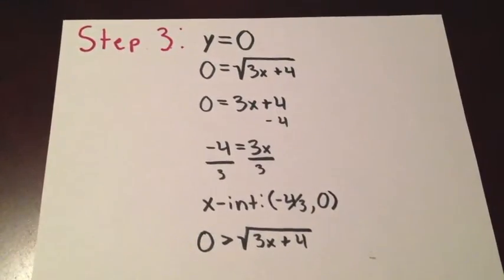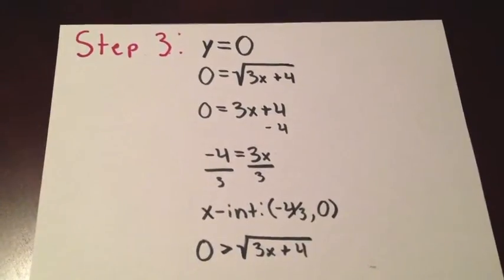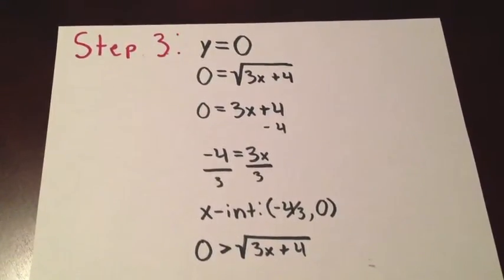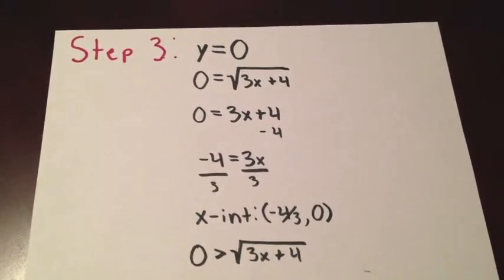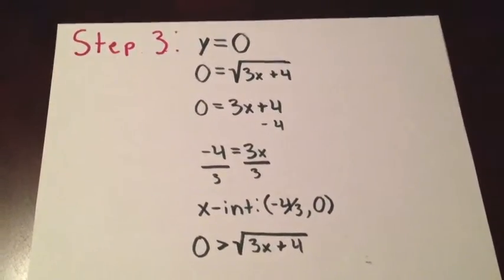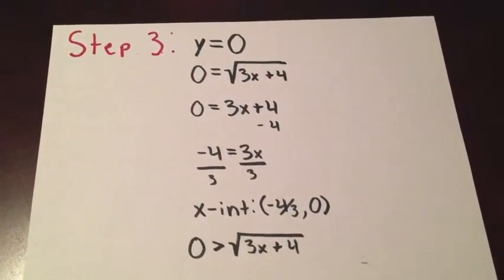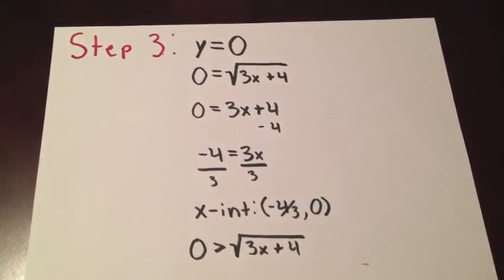Step number 3. Now you have to calculate the x-intercept by designating y equal to 0. Given the function 0 is equal to the square root of 3x plus 4, you would square both sides to get 0 equals 3x plus 4, subtract 4 from both sides to get negative 4 equals 3x, and then divide both sides by 3.